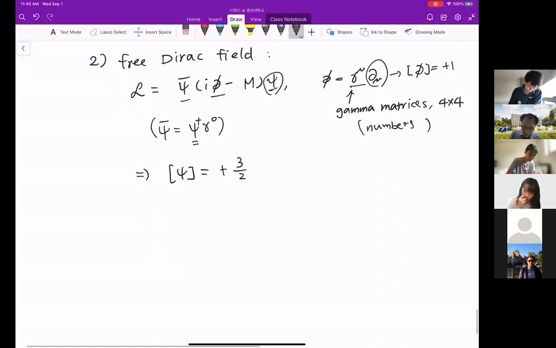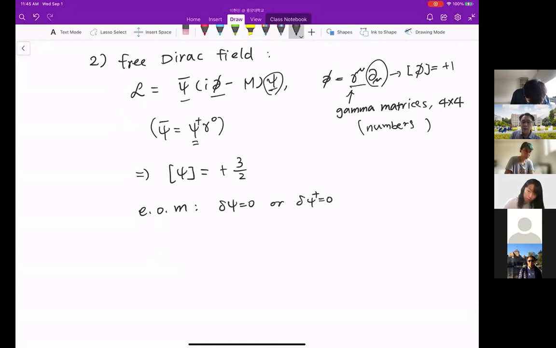Again, you can vary the Lagrangian with respect to this Dirac field or the conjugate. Then you can obtain the equation of motion, which takes this form. So this is the Dirac equation.